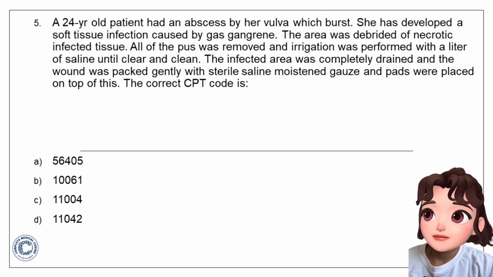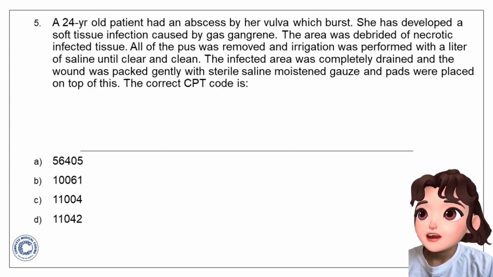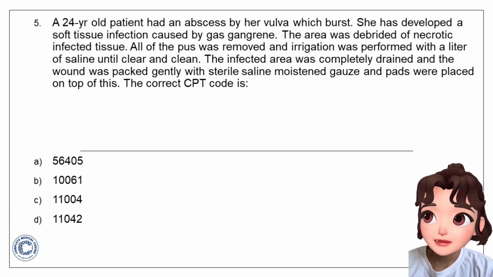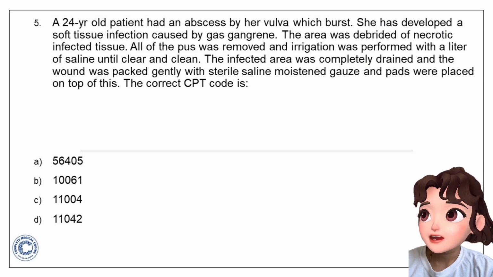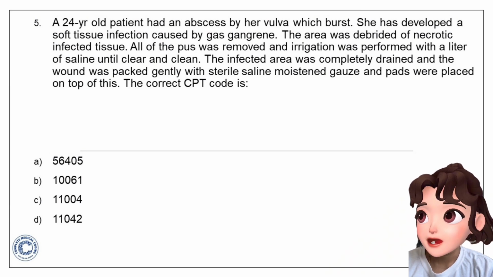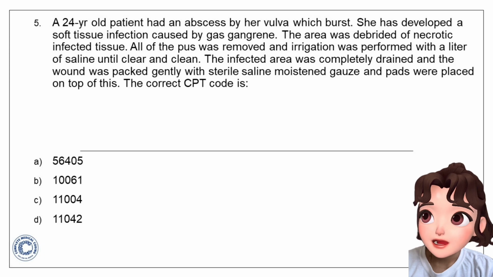Let's move on to the fifth question. A 24-year-old patient had an abscess by her vulva which burst. She has developed a soft tissue infection caused by gas gangrene. The area was debrided of necrotic infected tissue. All of the pus was removed and irrigation was performed with a liter of saline until clear and clean. The infected area was completely drained and the wound was packed gently with sterile saline moistened gauze and pads were placed on top of this. The correct CPT code is.